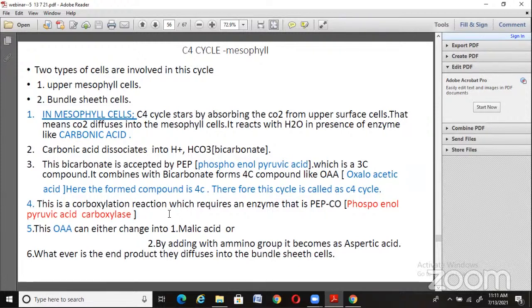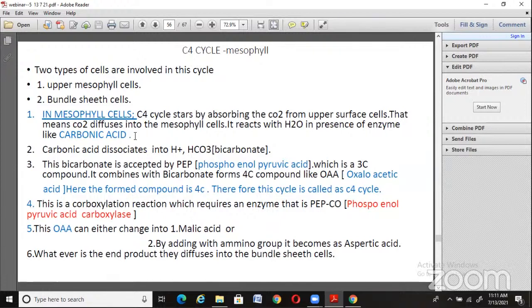And for this carboxylation, it requires an enzyme. Definitely, it requires one enzyme which is called PEPCO. PEP means phosphoenol pyruvic acid. CO means carboxylase. Why? Because this is a carboxylation reaction. Acceptance of carbon dioxide in the form of bicarbonate by PEP is taking place in the mesophyll cells.